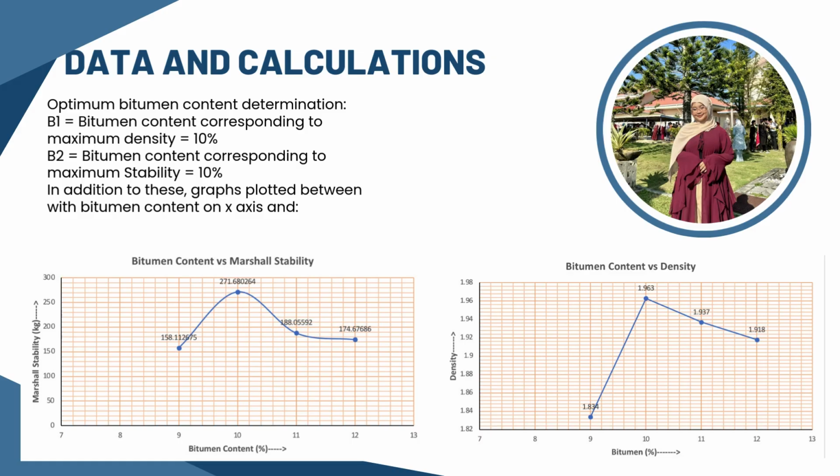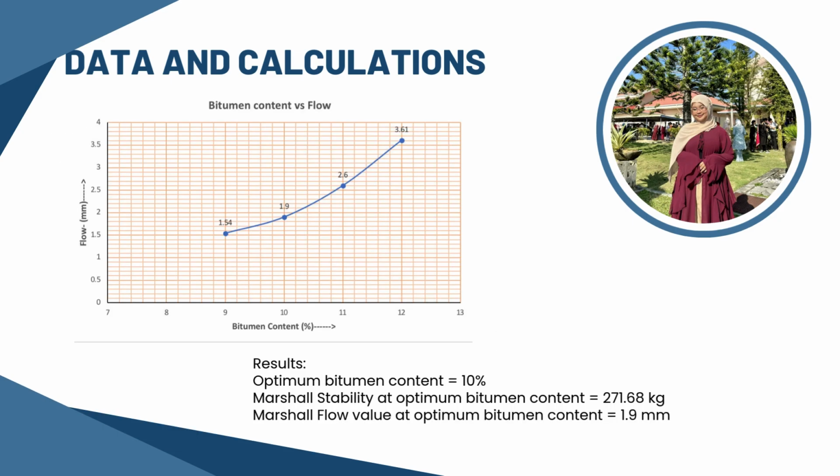In addition, this graph is plotted with bitumen content on the x-axis. So this is the graph for bitumen content versus Marshall stability and bitumen content versus density. And lastly, the graph for bitumen content versus flow. And the result is optimum bitumen content equal to 10%. Marshall stability at optimum bitumen content is equal to 271.68 kilograms. And lastly, Marshall flow value at optimum bitumen content is 1.9 millimeters.